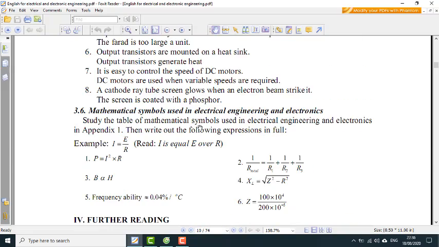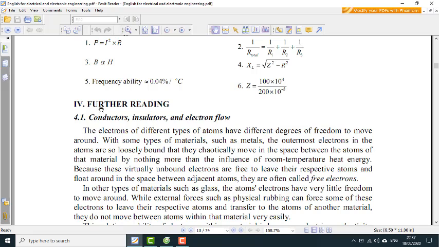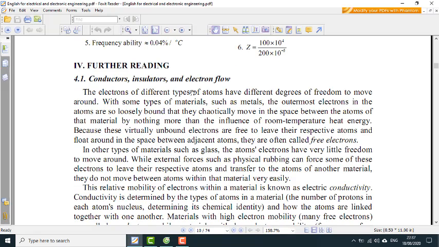This is also okay. Mathematical symbols used in electrical engineering and electronics. And the final part is the further reading. You all must read it by yourself. Read and comprehension. Okay.